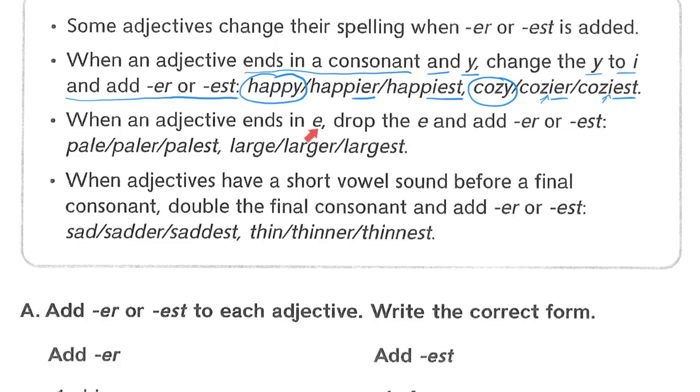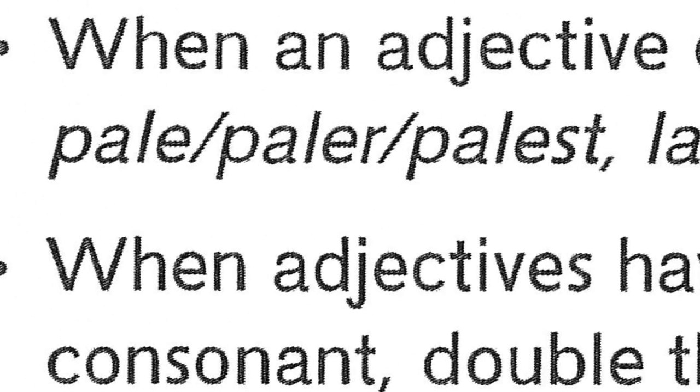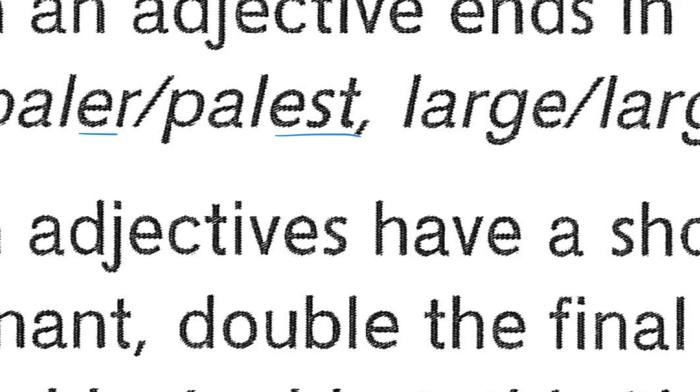When an adjective ends in E, drop the E and add ER or EST. Okay? So, for instance, if I'm looking at the word pale, and I can zoom in on this just so this is easy to see. And I want to make pale become paler or palest. What do the rules say? Get rid of that E and then put an ER on the end, or get rid of the E and put the EST on the end. Okay, that's if it ends in E.